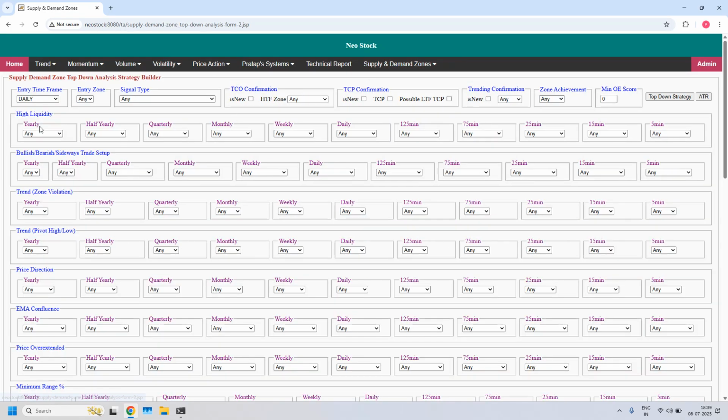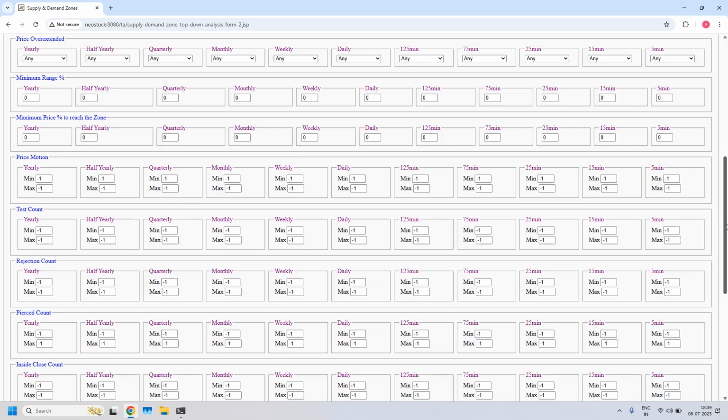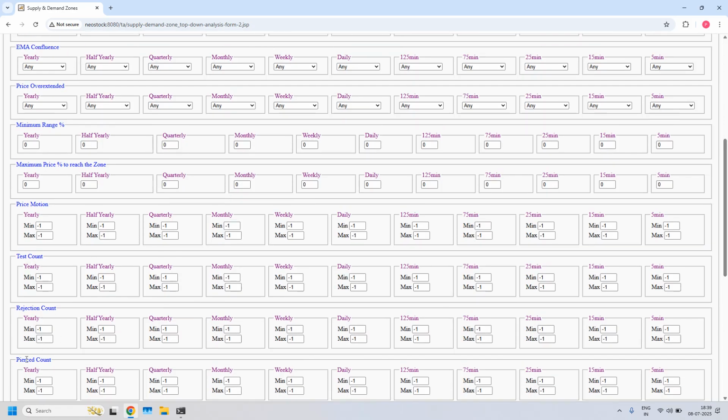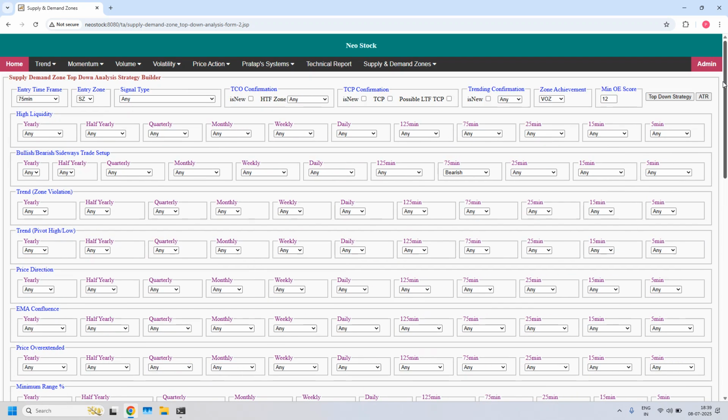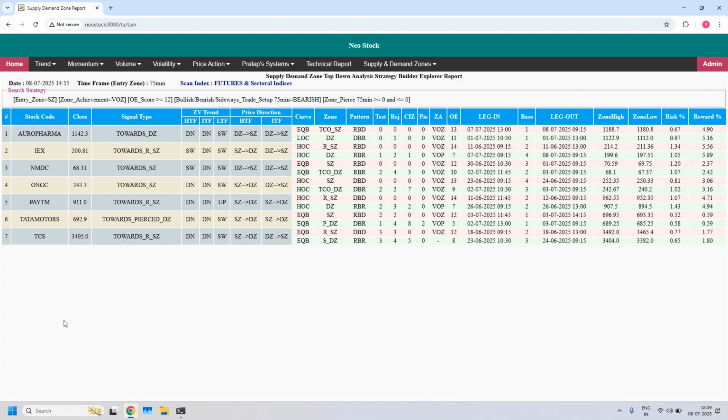Okay, next bearish trade setup for weekly income trade. Entry time frame 75 minutes, entry zone supply zone, bullish or bearish. At 75 minutes I am selecting bearish. Zone achievement violated, opposing zone, minimum odd enhanced score 12, and also the 75 minutes supply zone should not be pierced. So in the pierced count at 75 minutes time frame, minimum value 0 and maximum value 0. With these filters, we got 7 stocks.